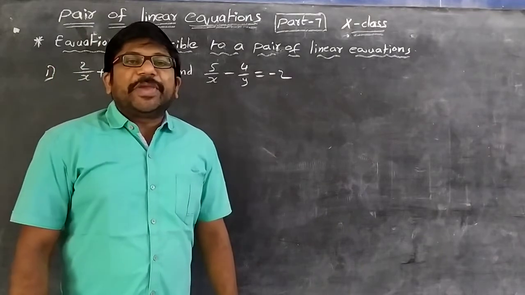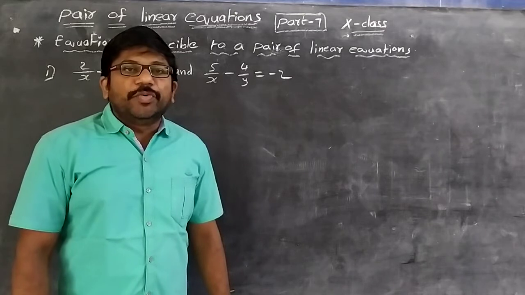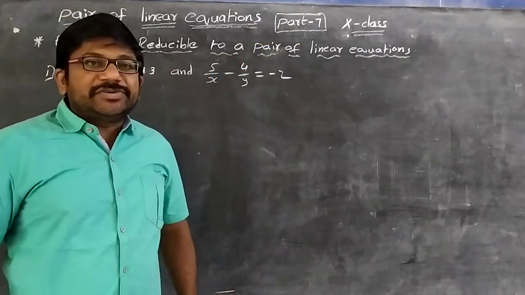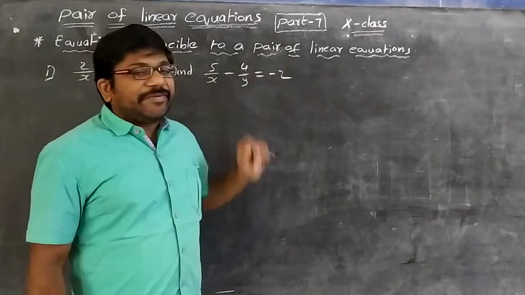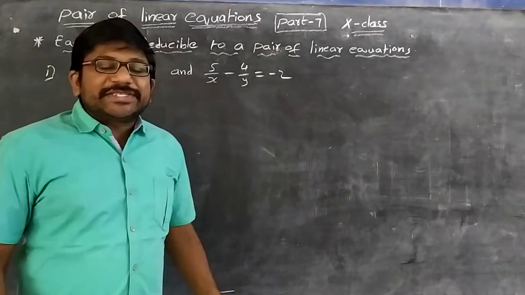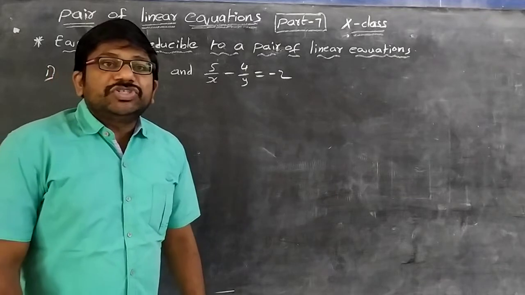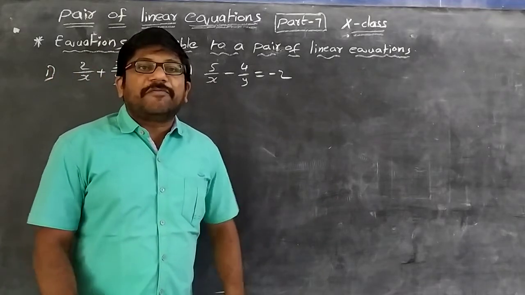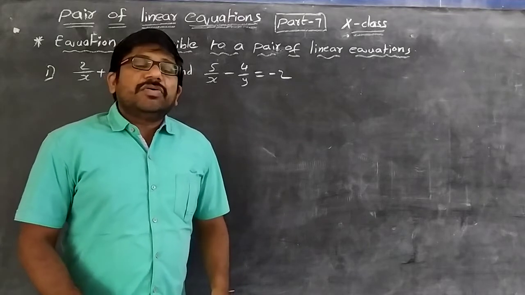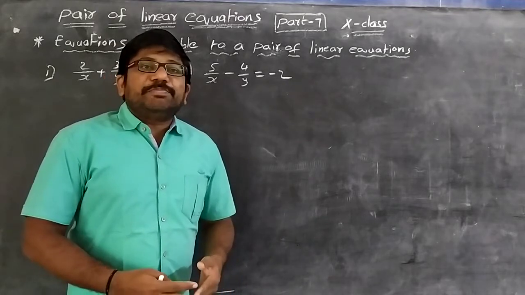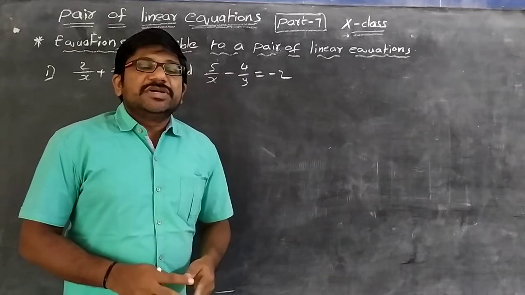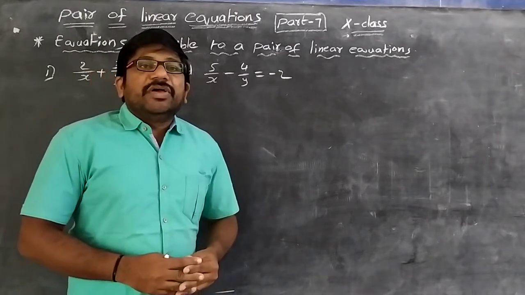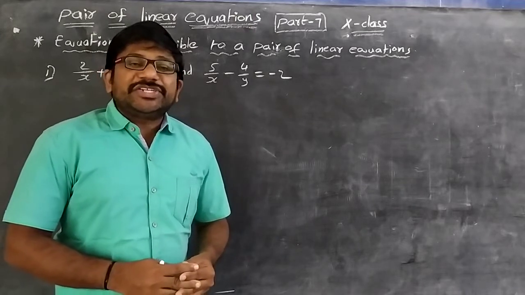Today's topic: pair of linear equations in two variables, part 7 for 10th class students. In part 7, we discuss the solution of a pair of equations that are not linear. So, a pair of equations, but not linear equations. How to solve such a pair by using the reducible method.